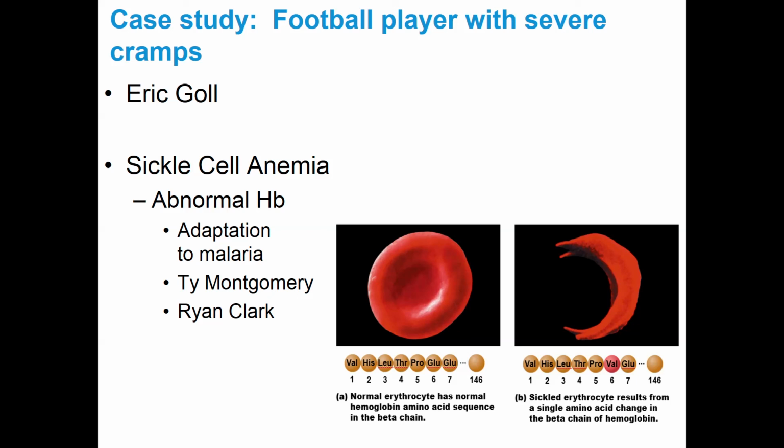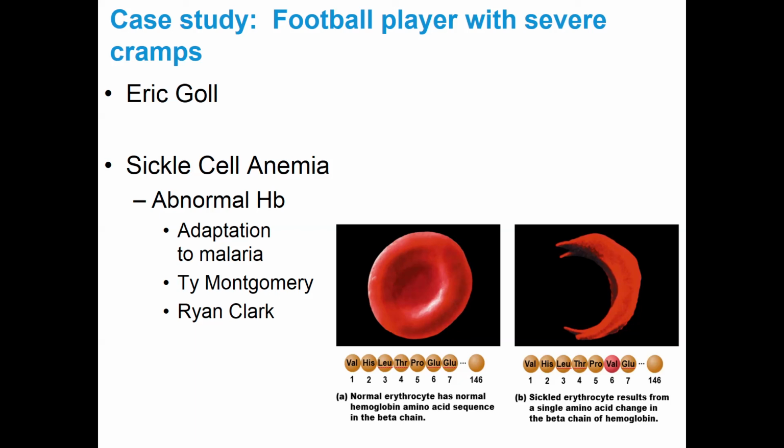So it's a trait that's typically found in people of African descent and is found in as many as 8% of African Americans. Between 2000 and 2016, 11 NCAA Division I football players died as a result of sickle cell complications. So it's something that can be quite deadly and is certainly a high risk for certain athletes.